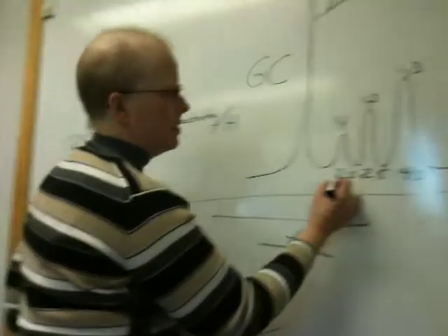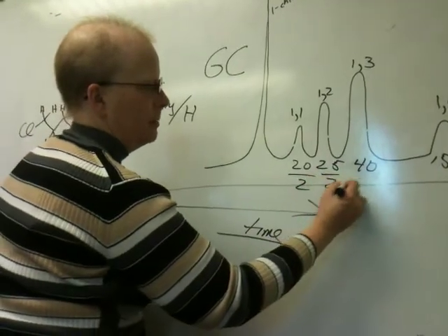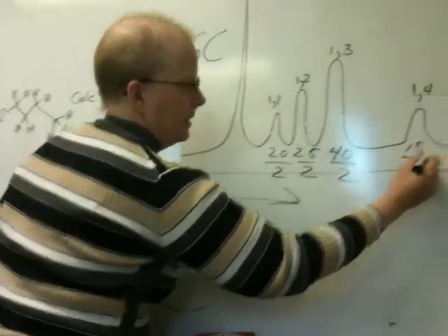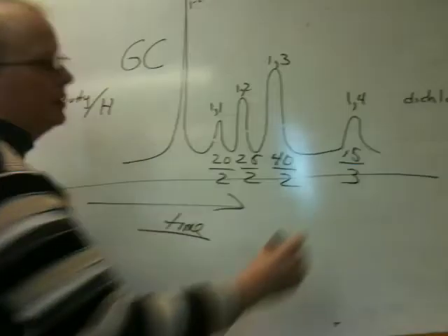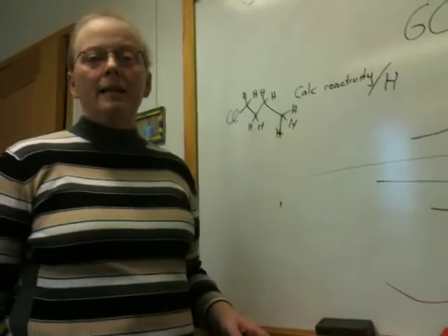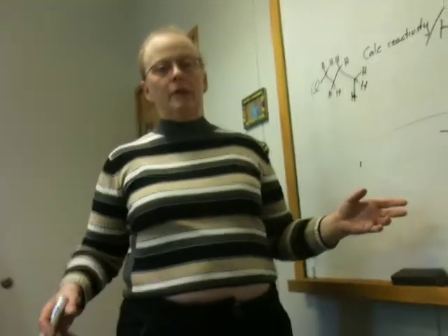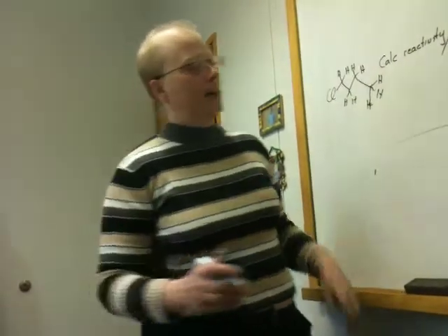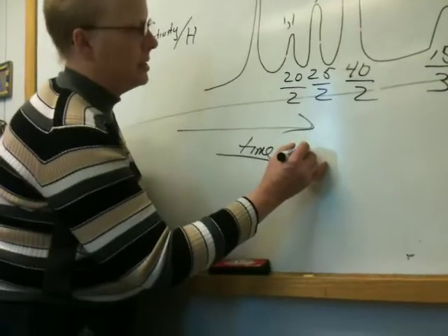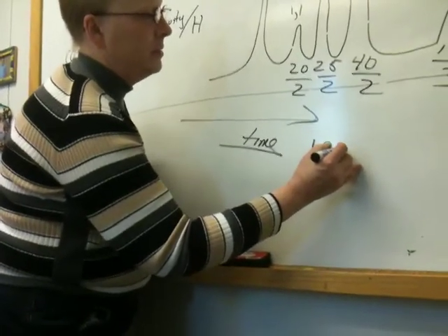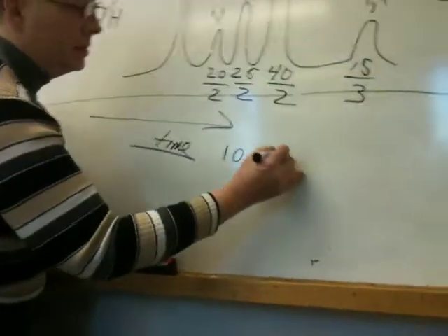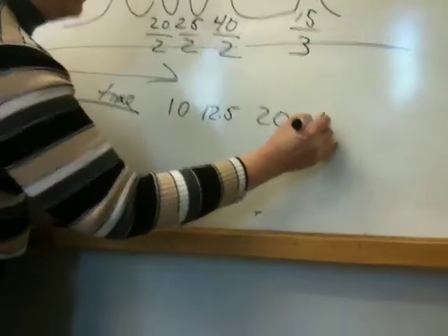So you would have to take this number divided by 2, this number divided by 2, this divided by 2, and divide this by 3. The idea here is you want to get a reactivity per hydrogen. Not a reactivity for 3 hydrogens or 2 hydrogens, a reactivity per hydrogen. That would translate these numbers to 10, right, 12.5, 20, and 5.